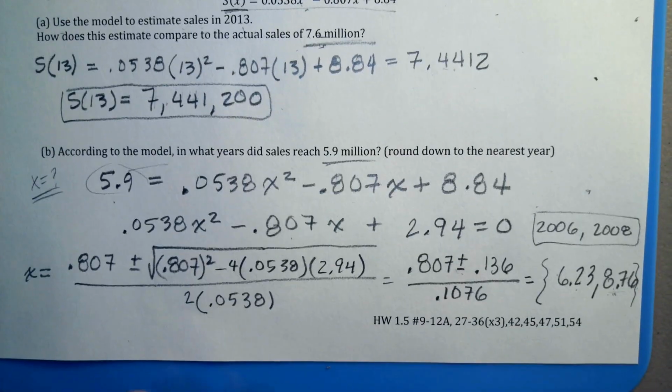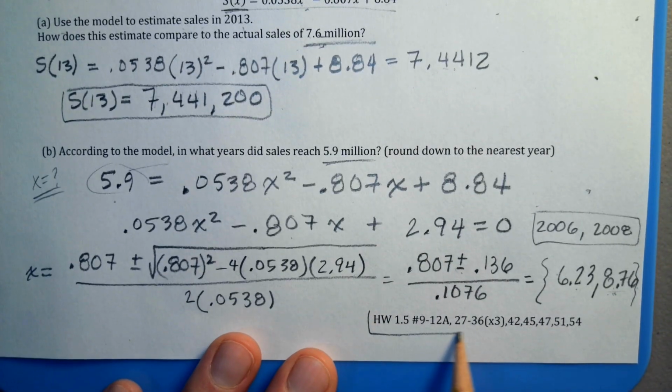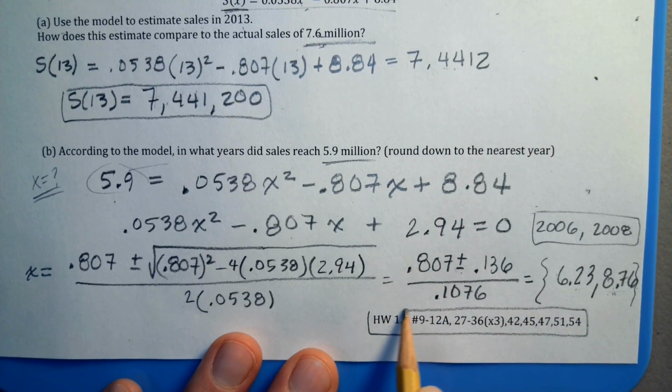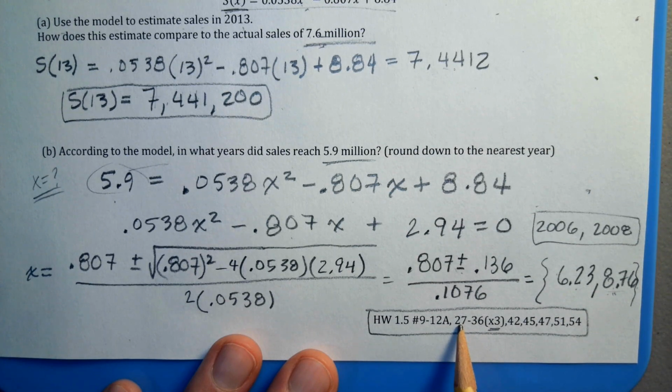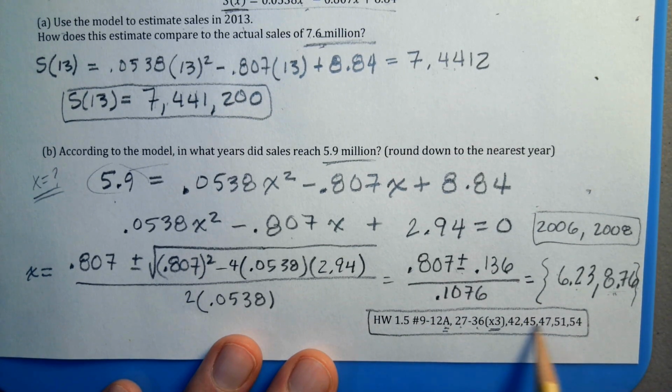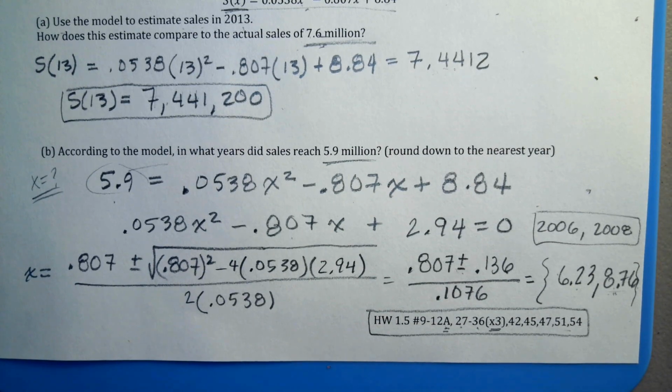All right, and then the homework due next class is this down here. Remember that times 3 means the multiples of 3. So that's 27, that's 30, that's 33, and that's 36. And then A, of course, means all. And then I just have these listed individually. Okay, so do next class.